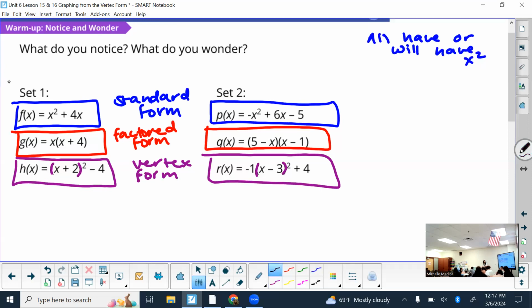Okay, if you didn't know already, set 1, these were all equivalent to each other. Set 2, these were all equivalent to each other. So if I graph each of these, even though they're all different, I would get the same graph.